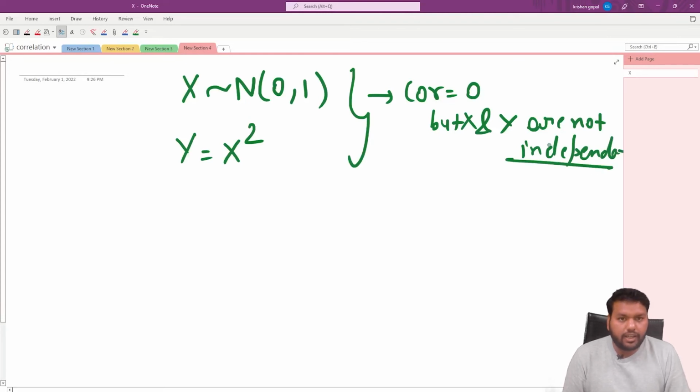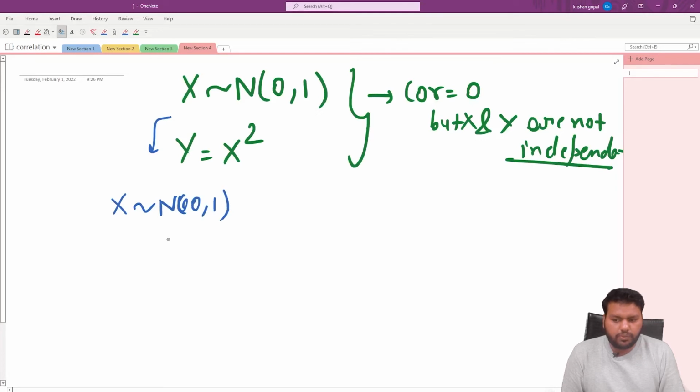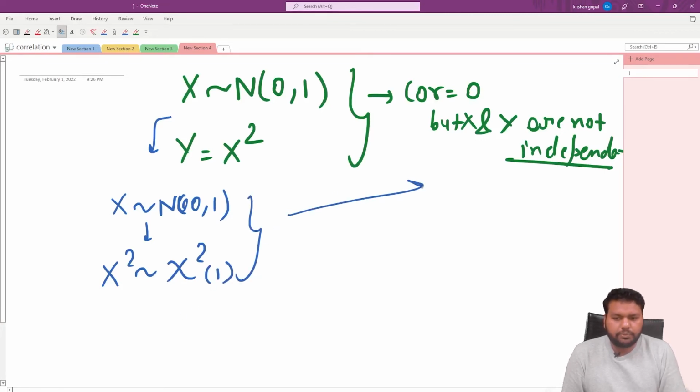But x and y are not independent. To give you a hint, there is one standard result we have: if x follows the standard normal distribution N(0, 1), then x squared follows the chi-square distribution with 1 degree of freedom. If you use this, then you can easily prove this one.